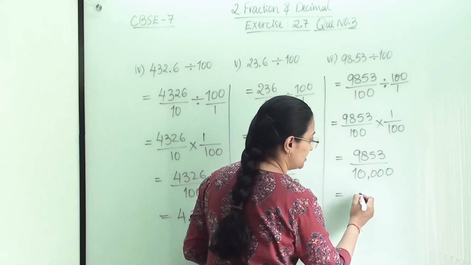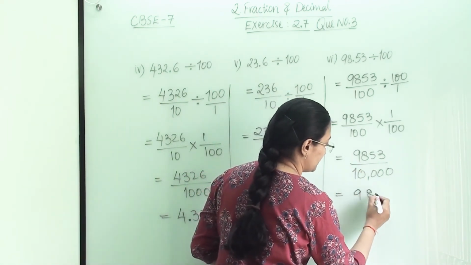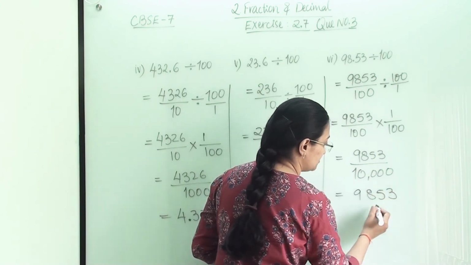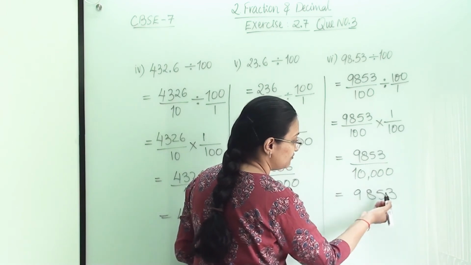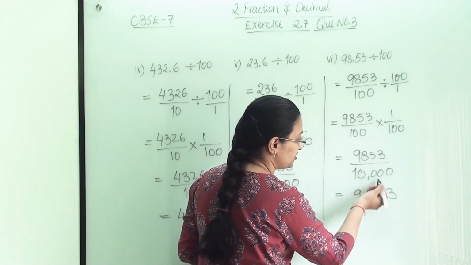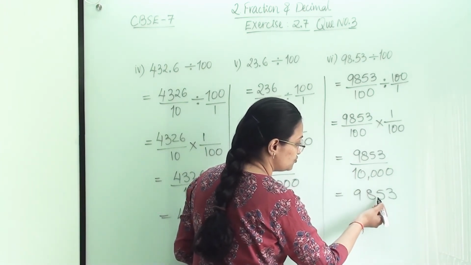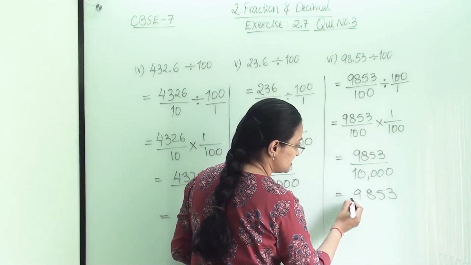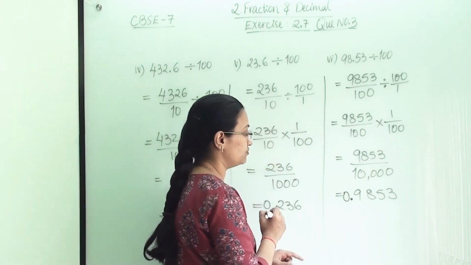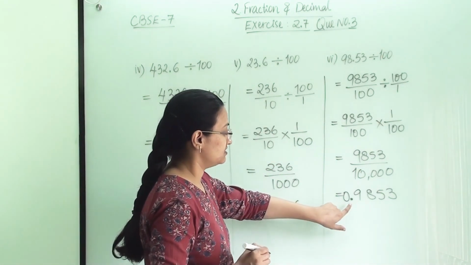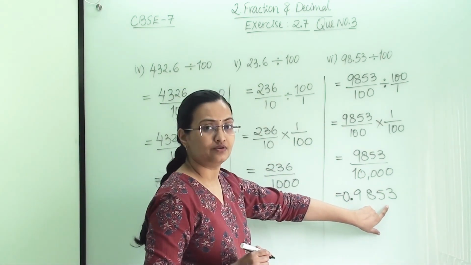Now let us convert this into decimal form. 9853. How many numbers do we have to count from the right side? 4 numbers, because in the denominator 4 zeros are there. So 1, 2, 3 and 4. Since there is no other number, we put the decimal point and one 0. So this is going to be our answer, that 0.9853.